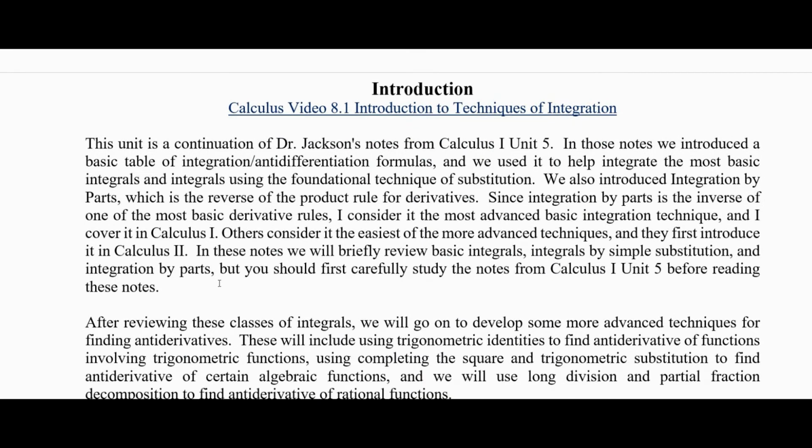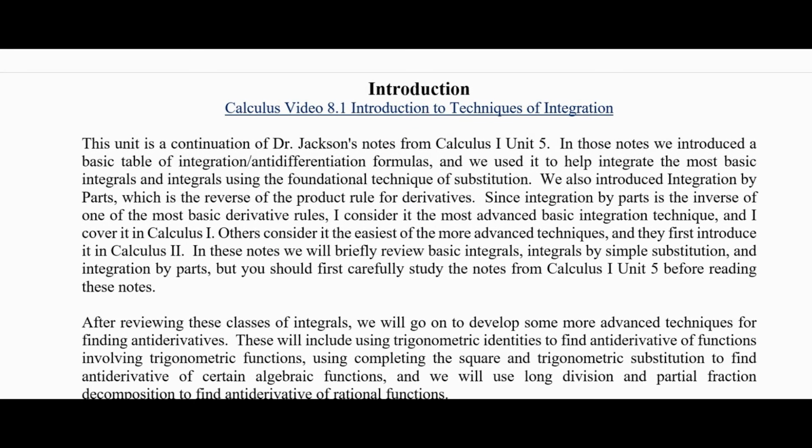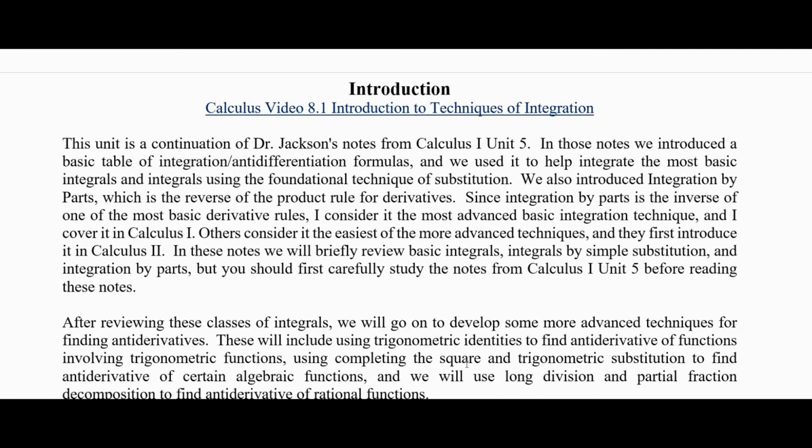So first of all, you need to realize that this unit is a continuation of my notes from Calculus 1, Unit 5. And of course, I have a whole playlist for that on my YouTube channel. So in those notes and in that playlist, we introduced a basic table of integration and anti-differentiation formulas. And we use it to help integrate the most basic integrals and integrals using the foundational technique of substitution.